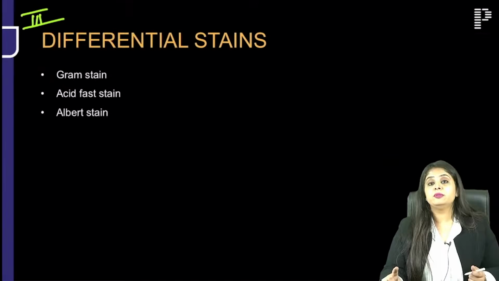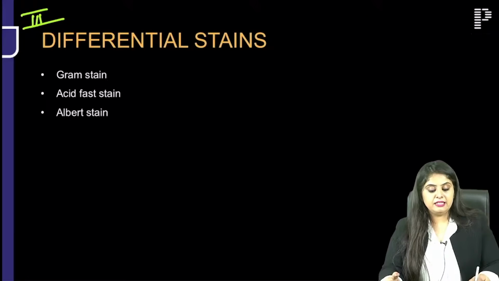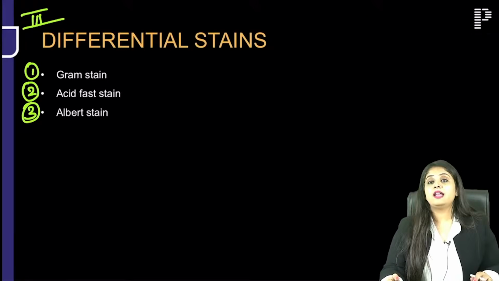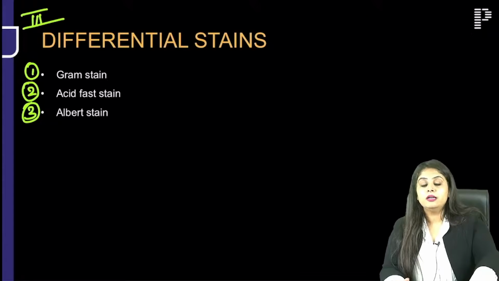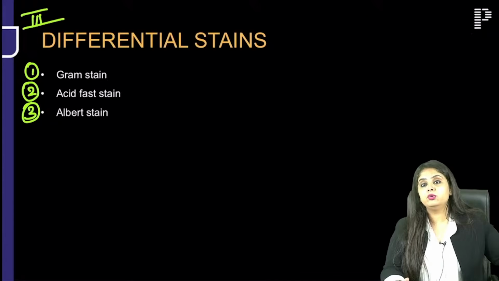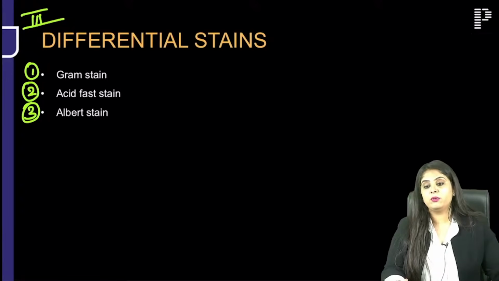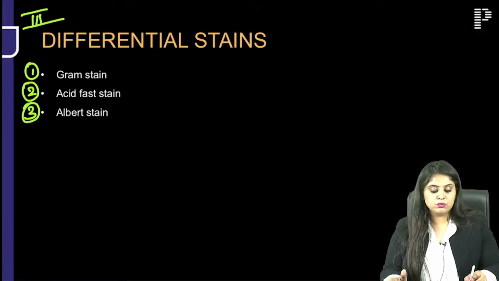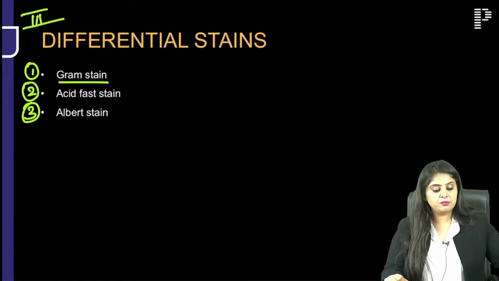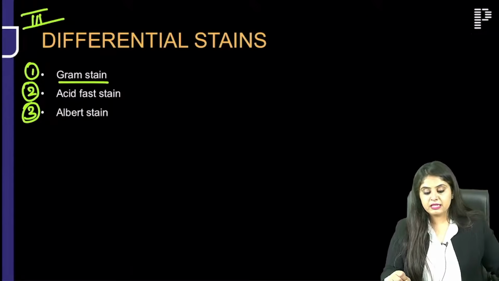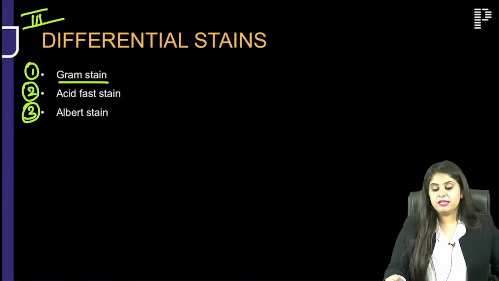The third is going to be the differential stain, and these include the gram stain, acid fast stain and Albert stain. The real deal. This is what microbiology is going to be all about. Without this, you will not be able to do the diagnosis of anything in microbiology. So first I want to ask you, who discovered gram stain? Give me two answers. Who discovered the gram stain? Please let me know. Yes? Anyone who discovered it, Hans Christian Gram?